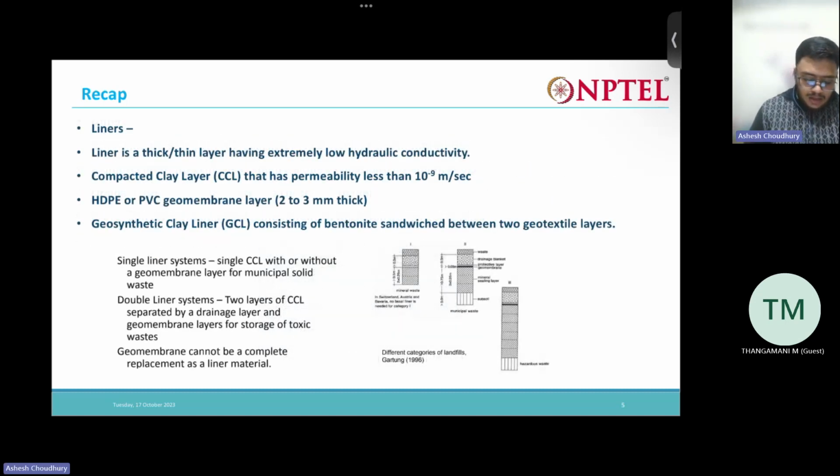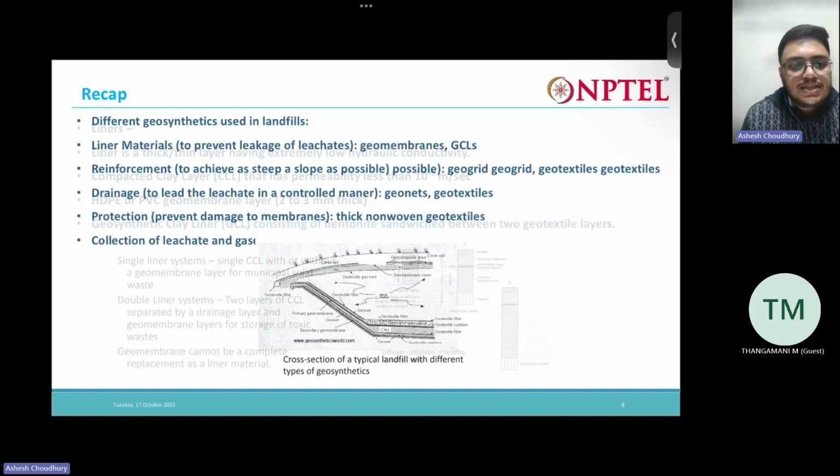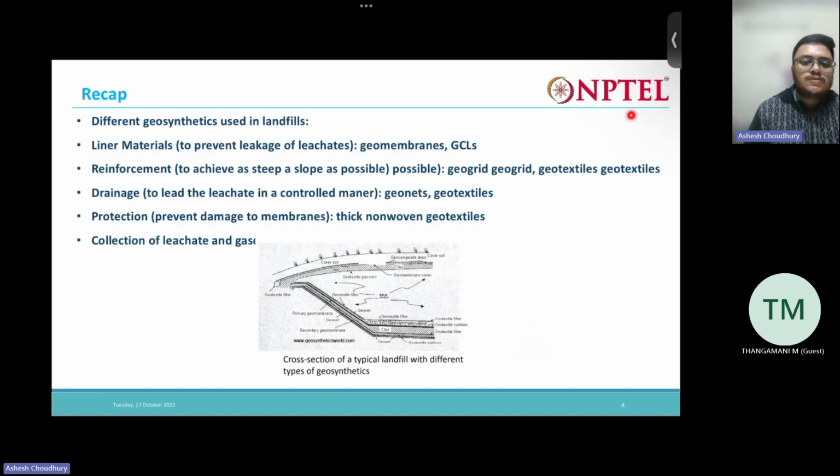Okay. So different geosynthetics are used in landfills. First is the liner material. Here the liner serves as a barrier. It will prevent the leachate from passing into the soil. All right. So mainly for liners, that is for the function of a barrier, two things are generally used: one is geomembranes and one is GCLs.